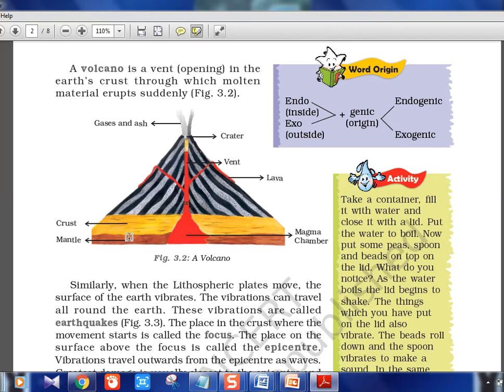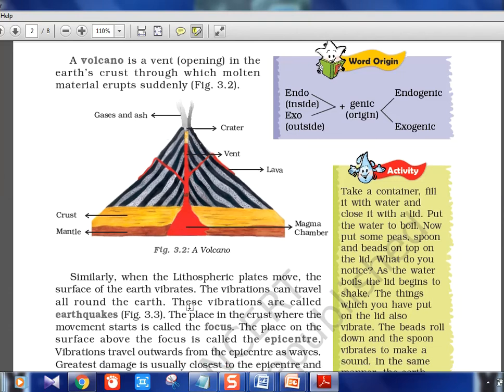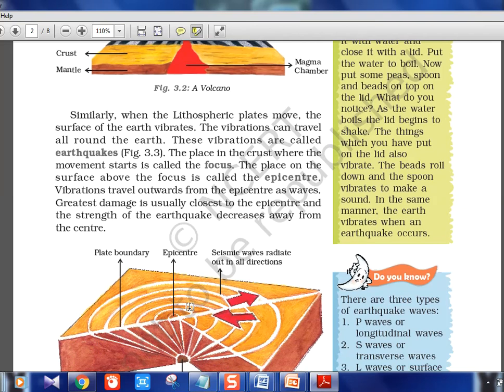Crust, mantle. Crust we saw was 35 kilometers, mantle goes deep up to 2900 kilometers, and it's almost 84% of the Earth's internal region. After that the core will be there. So this is a basic picture of a volcano. Hope you understood the different terms: vent, lava, crater, magma chamber.